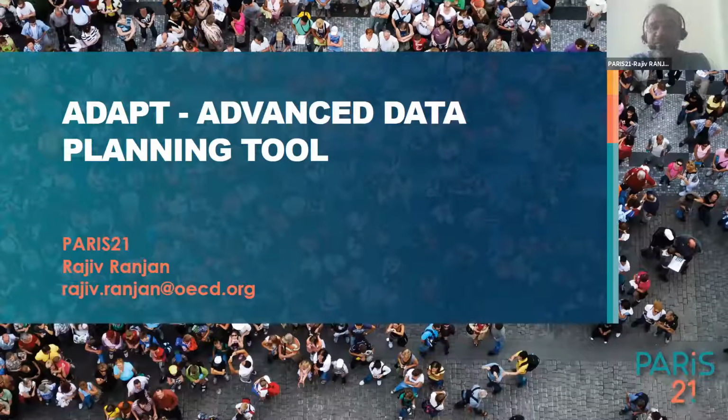As Philip said, my name is Rajiv Ranjan. I lead the innovation team at PARIS21. The team works on the technology side of data, as well as on software development. And this is one tool that we have developed and is in use in many countries since 2016, and been proven very useful and helpful in the NSDS process. It's called ADAPT, short form for Advanced Data Planning Tool.